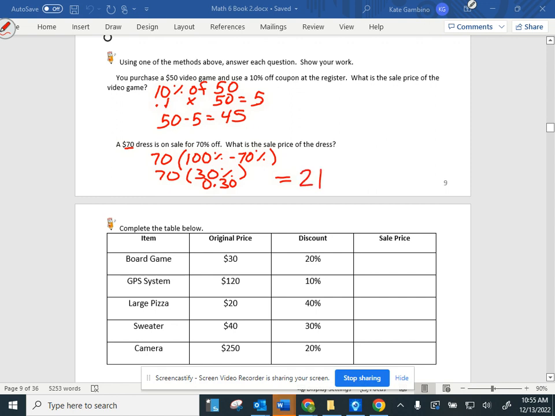21. Is that a good sale price for the dress? Yeah. $70 and you only have to pay $21? Yeah.